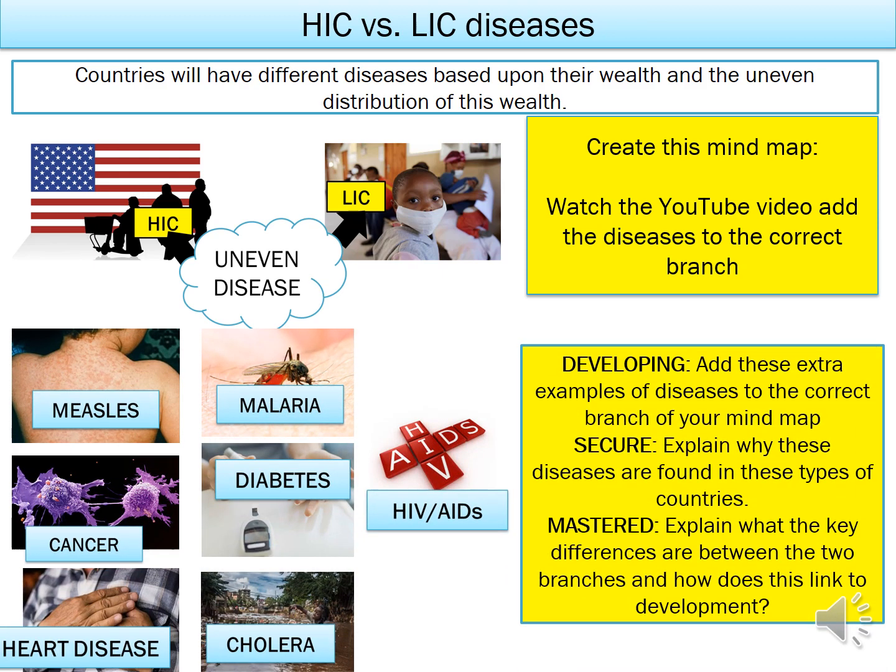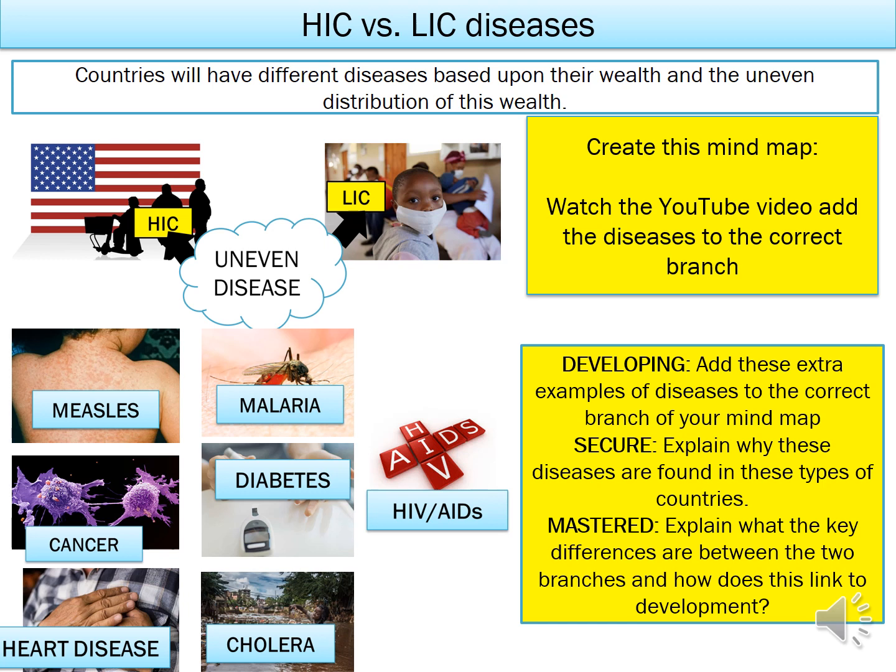So now you've completed the first part of this task, we're going to move on to the second part of the task. And as you can see, I've put 7 different types of diseases that can be found across the globe. So for developing, I want you to add these 7 different diseases to the correct part of your mind map. So for example, you're going to look at measles and you're going to tell me whether you think it's a HIC disease or you think it's an LIC disease. And you're going to do that for each different disease, link it to either HIC or LIC.